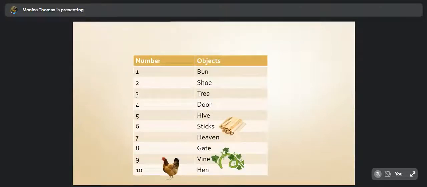How if I say that these objects were actually the rhyming words for numbers. One is bun, two is shoe, three is tree, four is door, five is hive, six is sticks, seven is heaven, eight is gate, nine is wine, 10 is hen. Does that make the list easier now?